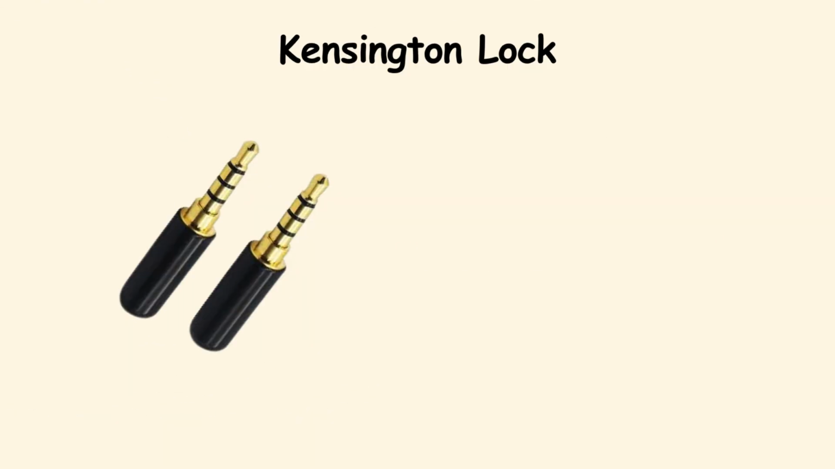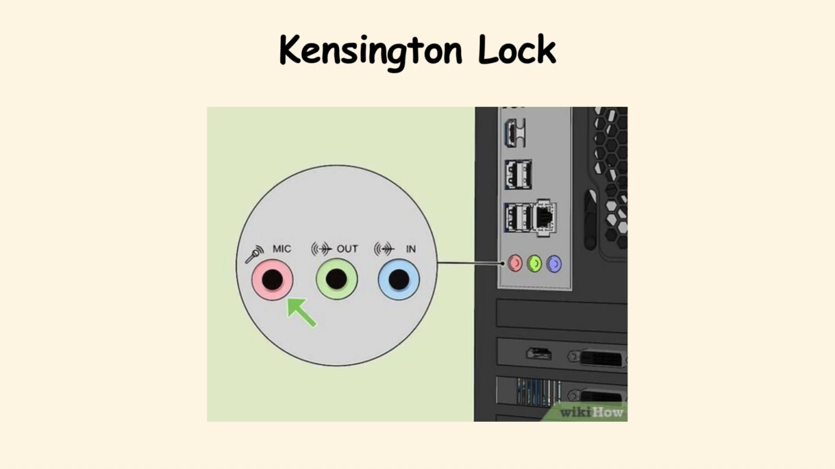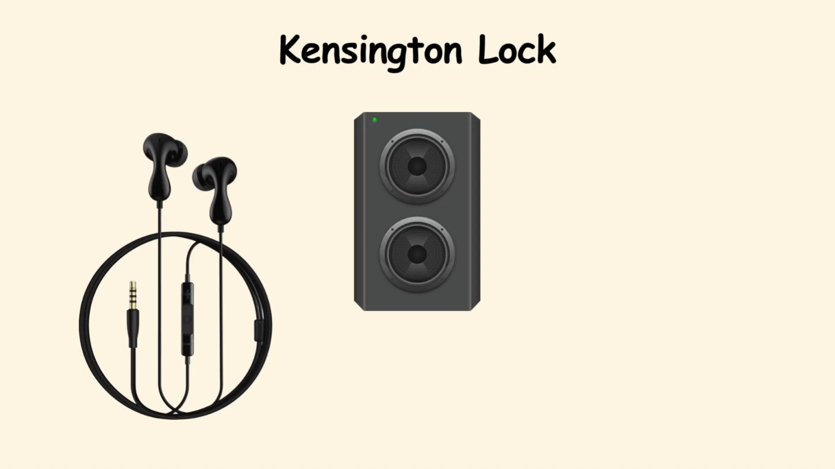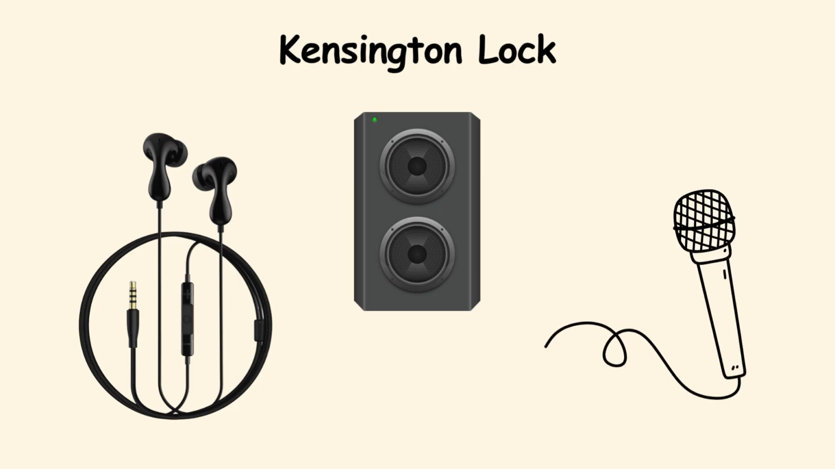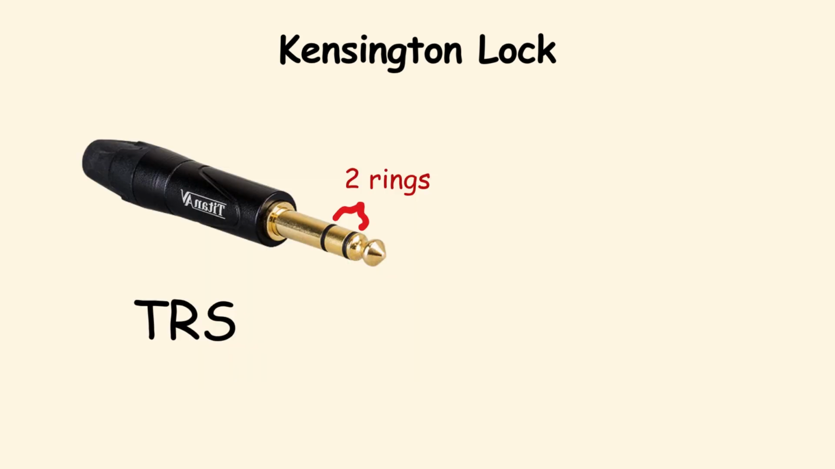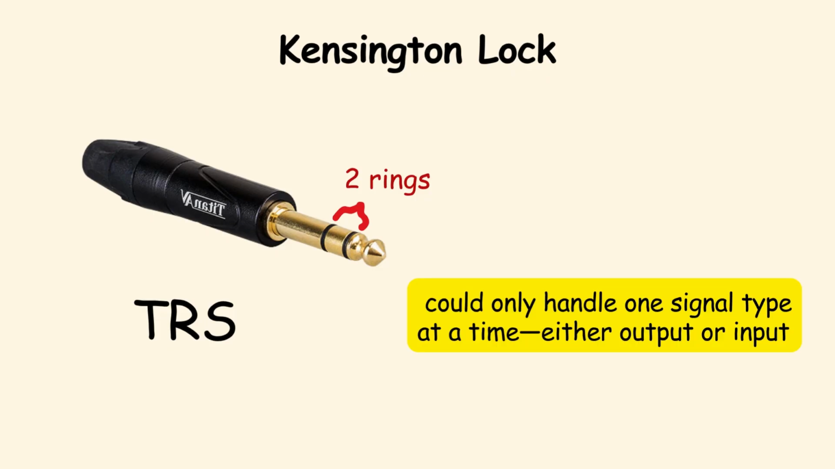The audio jack, also known as the 3.5 mm headphone jack, is one of the simplest yet most essential ports on a computer. It's the port you use to connect headphones, speakers, or even a microphone. Back in the day, computers usually had two separate audio jacks, one for sound output and one for mic input.